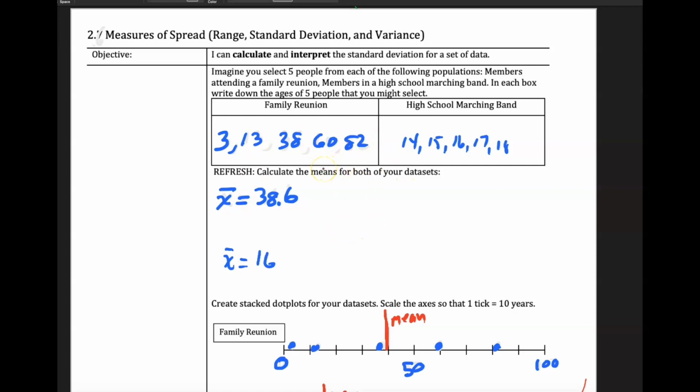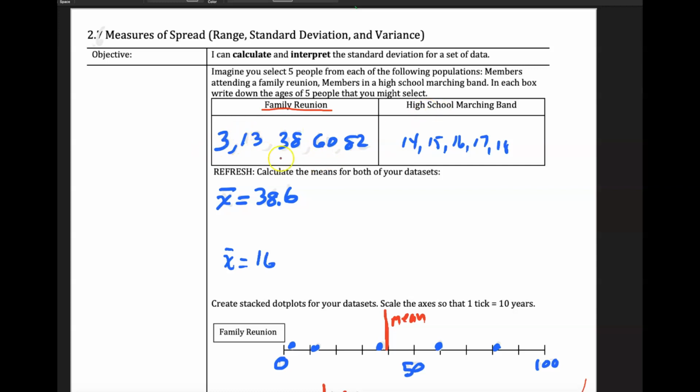One way to think about it is through a visual. Imagine you go to a family reunion. What would the distribution of ages be of those people at a family reunion? Imagine you select 5 people from each of these populations: people attending a family reunion and picking 5 people from the high school marching band.